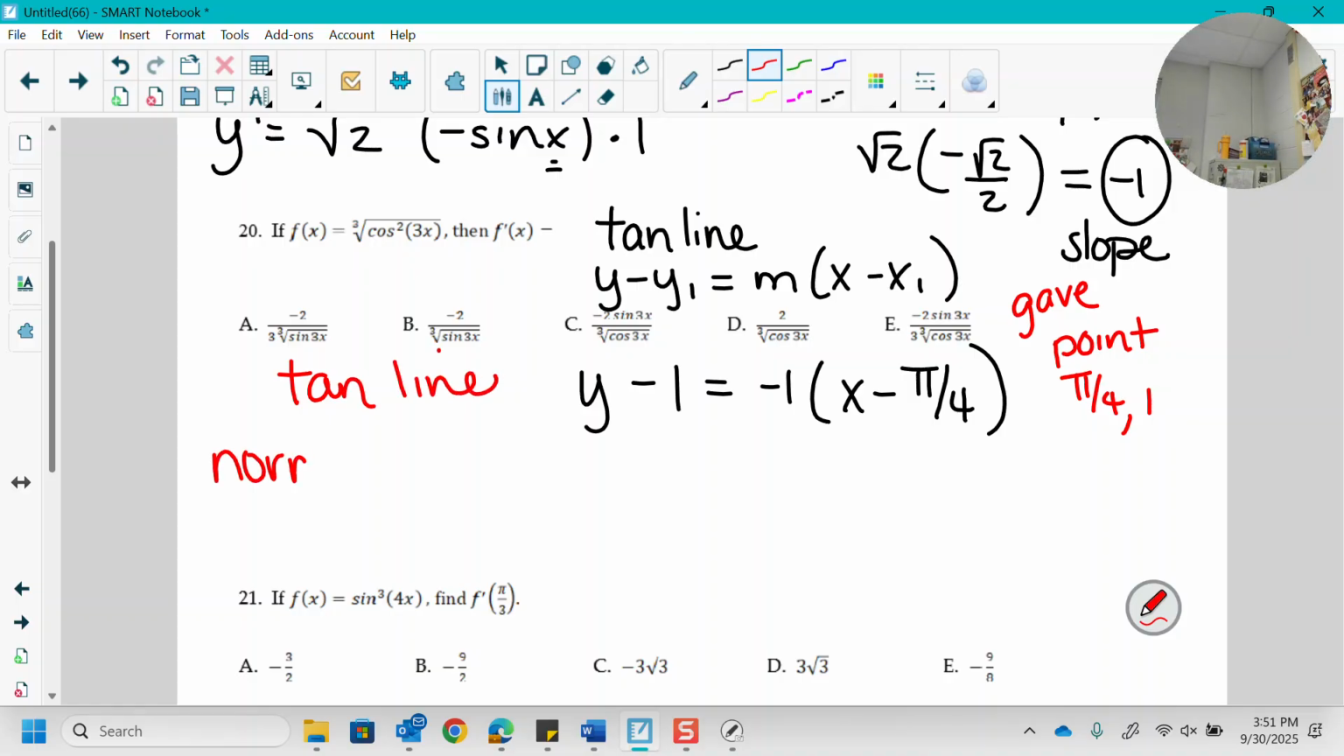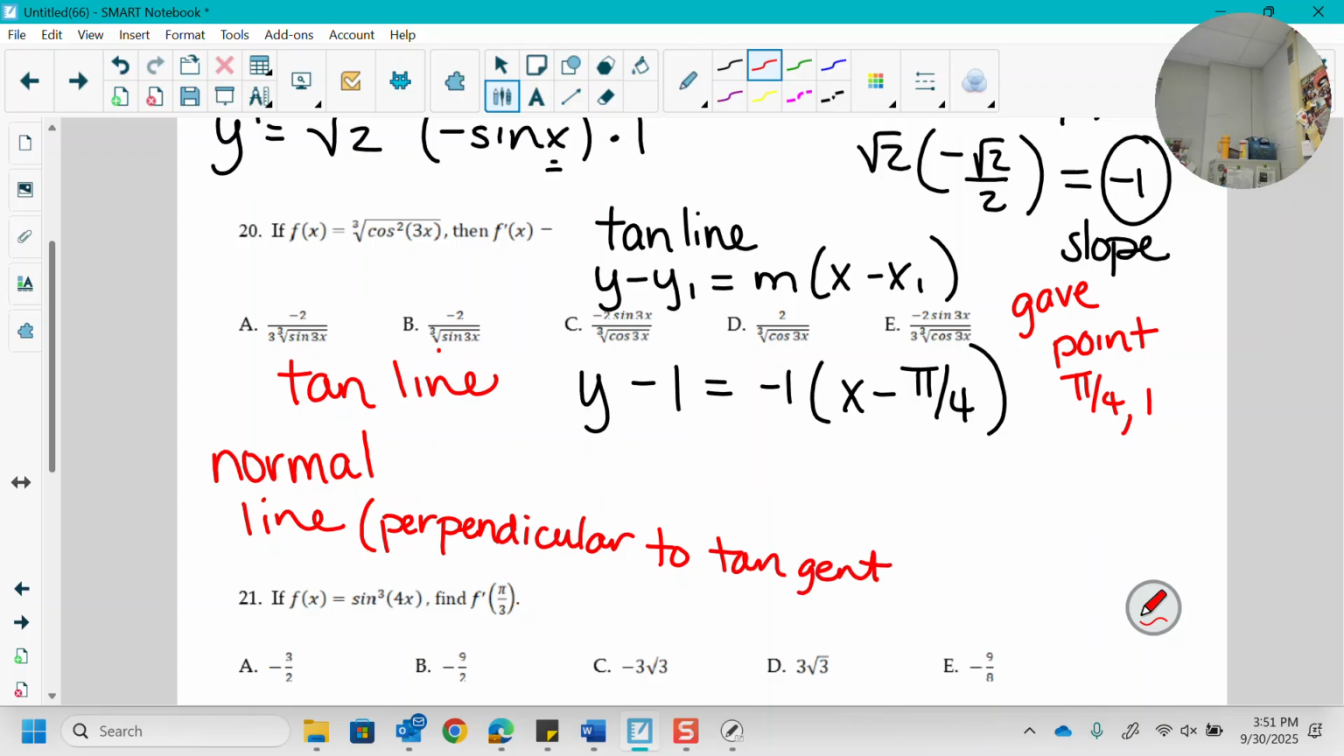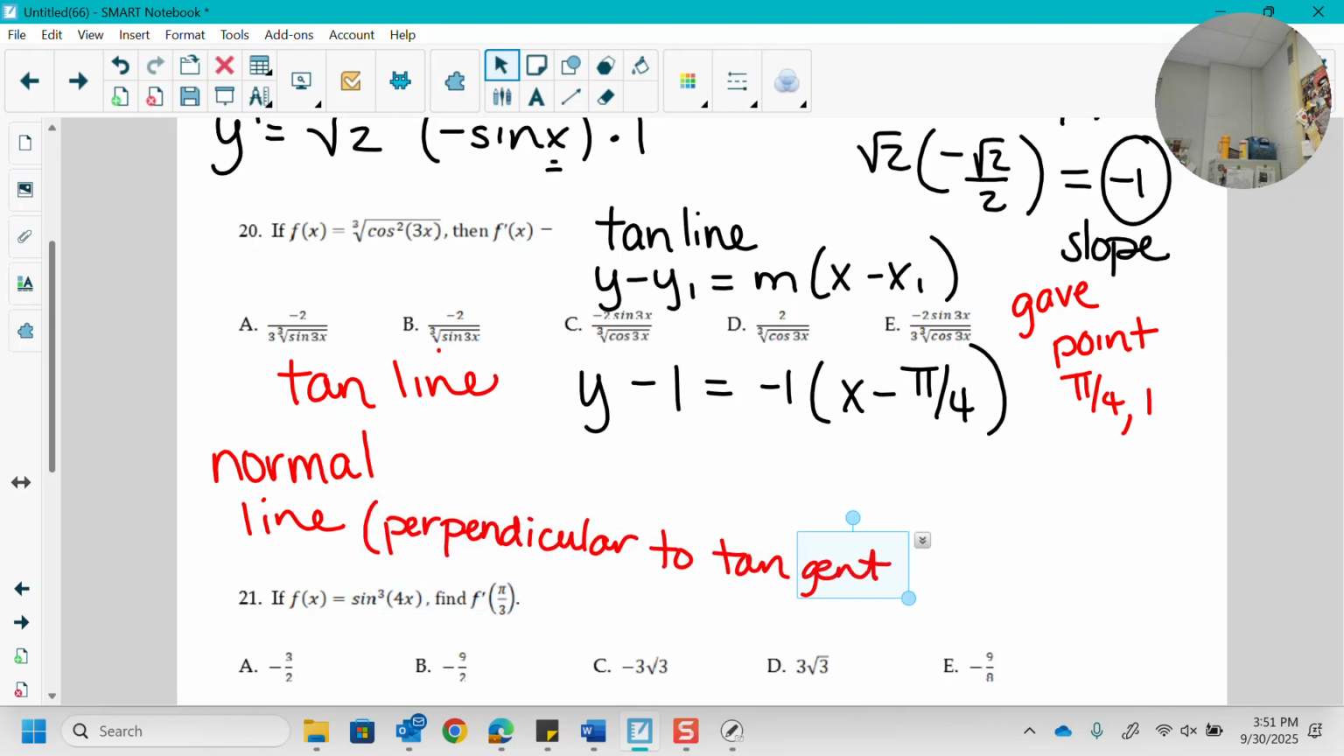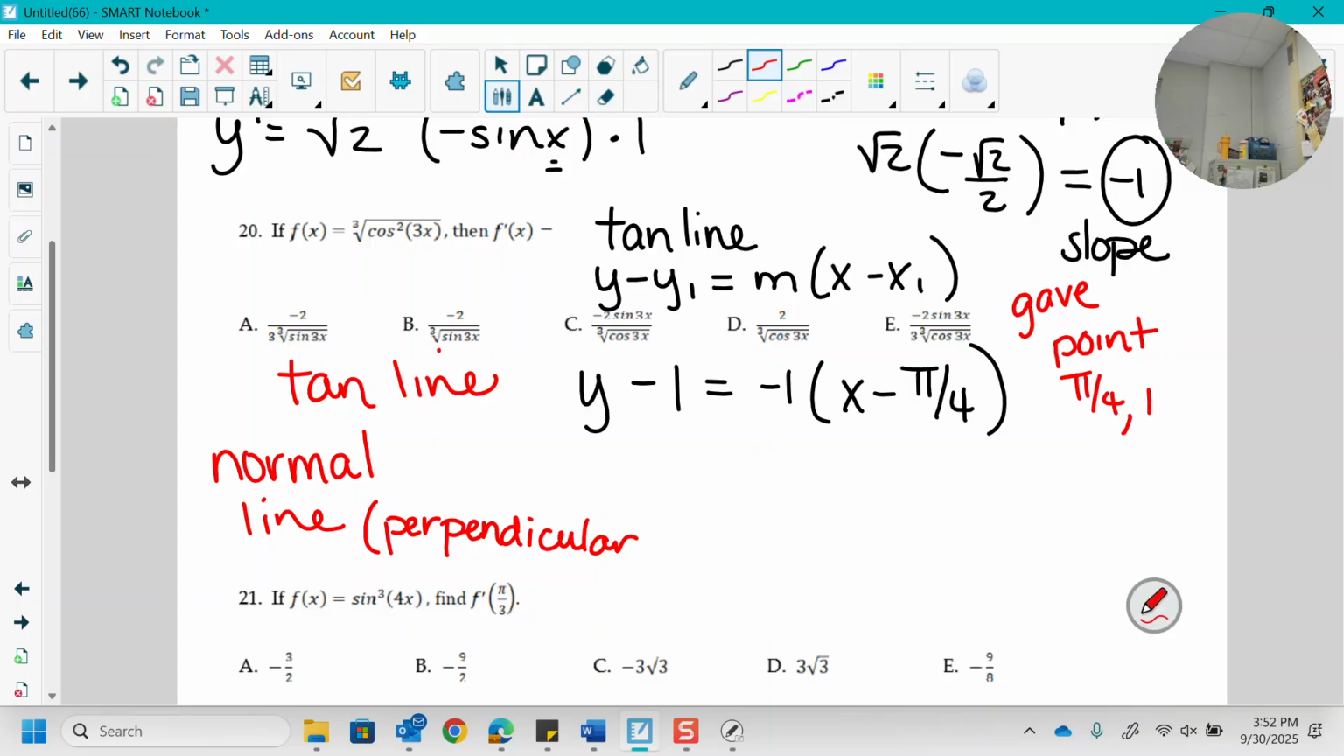Now, you're freaking out because you're like, but I want this other line. Well, if you find the tangent line, the normal line is super easy. It's almost like buy one, get one free. A normal line is just the line that's perpendicular to the tangent line. Sometimes I'm weird. Actually, all the time I'm weird. There we go. Perpendicular to the tangent line.